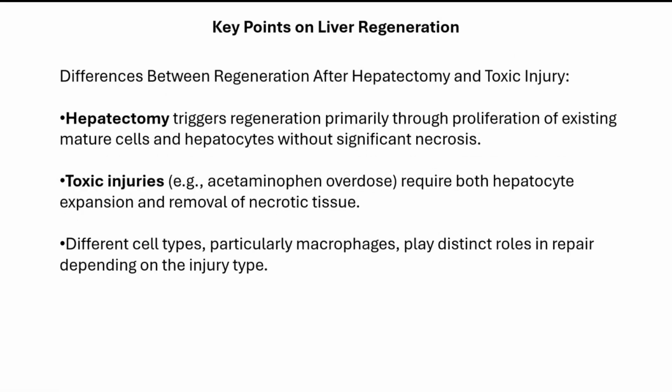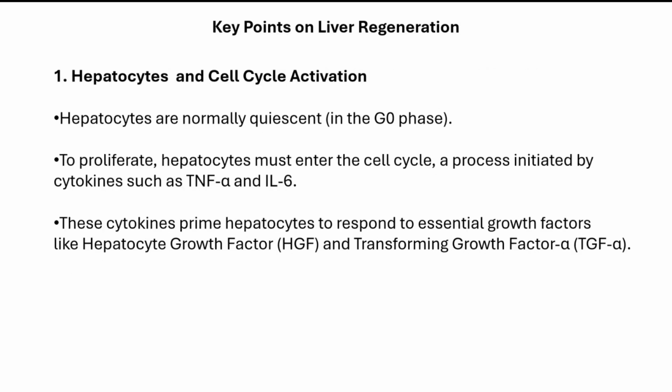Differences between regeneration after hepatectomy and toxic injury. Hepatectomy triggers regeneration primarily through proliferation of existing mature cells, hepatocytes, without significant necrosis. Toxic injuries, for example acetaminophen overdose, require both hepatocyte expansion and removal of necrotic tissue. Different cell types, particularly macrophages, play distinct roles in repair depending on the injury type.